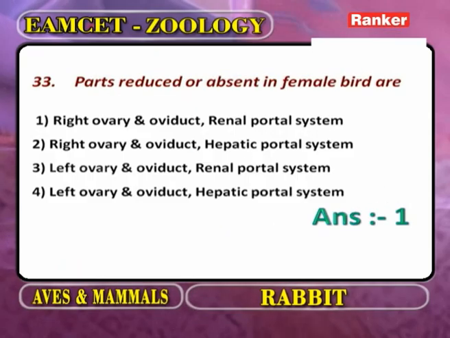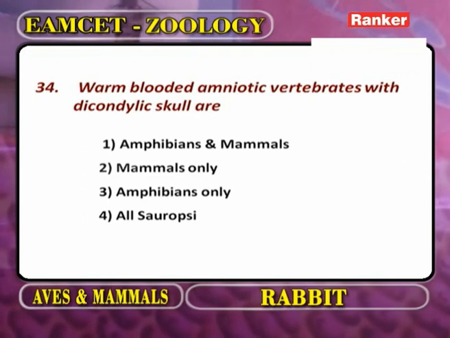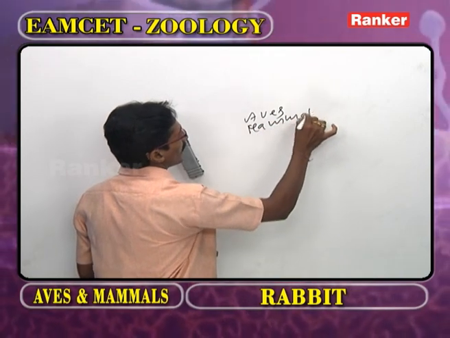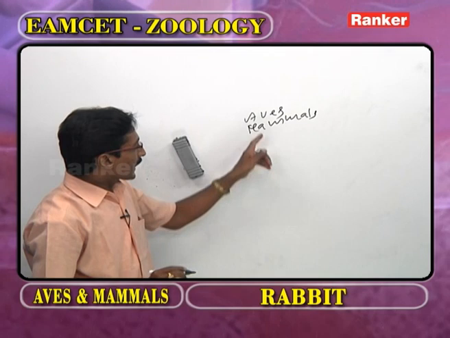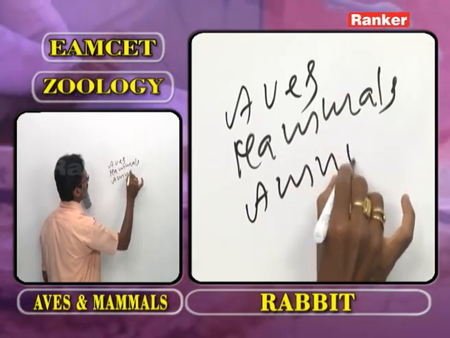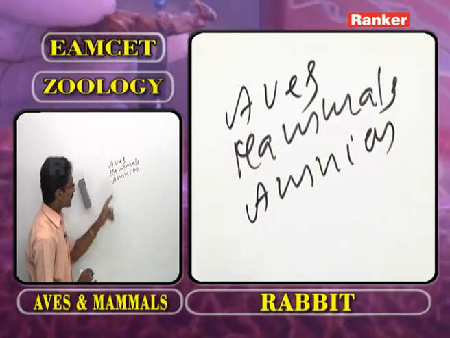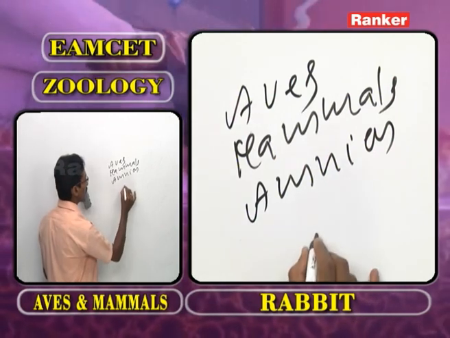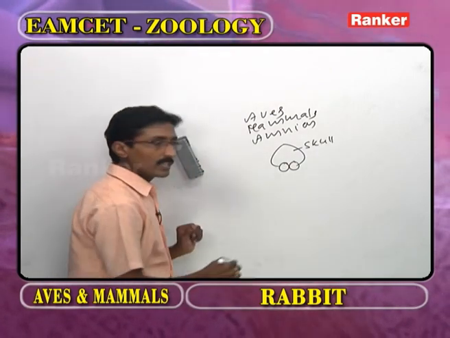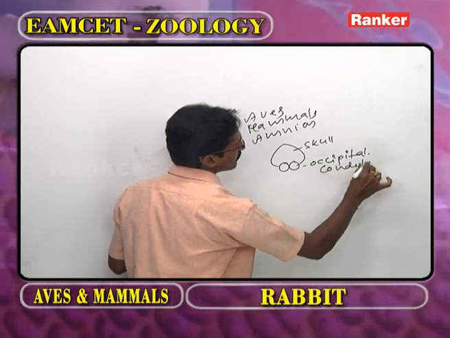Warm-blooded. Now, what are the warm-blooded animals? One example is aves, and the second example is the mammals. Now, these are warm-blooded, and these are amniotes. That means, in their life history, in the development, what is present? Amnion. So, they are called amniotes, and all these are vertebrates with dicondylic skull. What is meant by dicondylic skull? This part we call the skull. At the base of the skull, two occipital condyles are present. If two occipital condyles are present, that is called dicondylic skull.